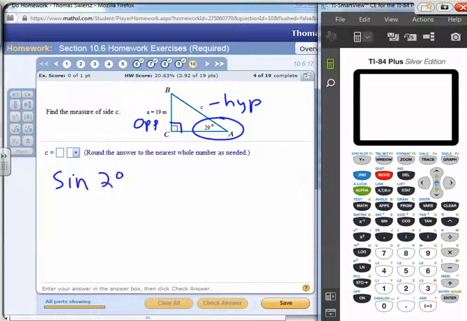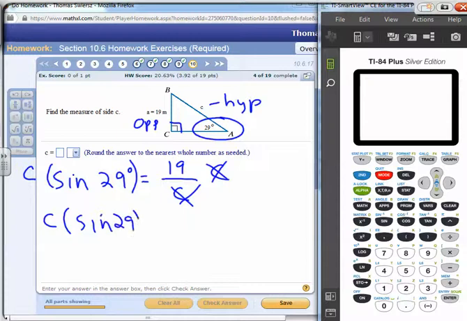The angle we're using is 29 degrees. The sine of 29 degrees is equal to the side opposite A, which is equal to 19 meters, over the hypotenuse, which is C, which we need to solve. So there's the setup of our equation. Now we need to solve for C. Since it's in the denominator, you can multiply both sides of the equation by C. The C's cancel on the right side, and we get C times the sine of 29 degrees is equal to 19.